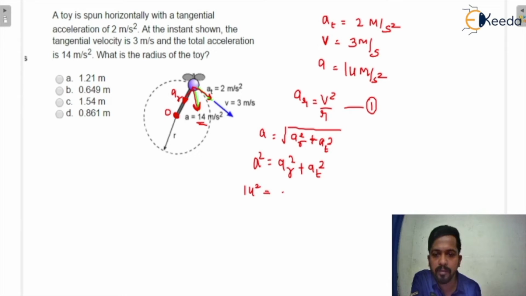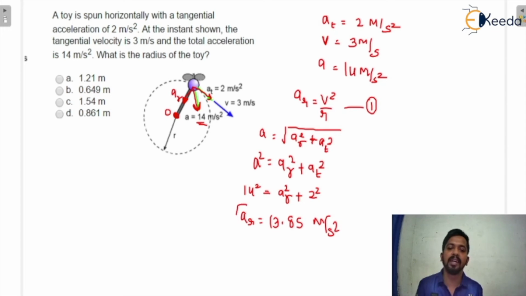Radial acceleration is what we have to calculate, plus tangential acceleration is given, that is 2 meter per second square. So when we calculate it, we will get 13.856, so the radial acceleration would be 13.85 meter per second square.